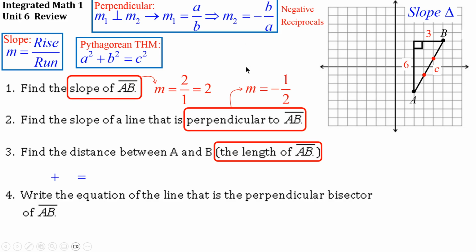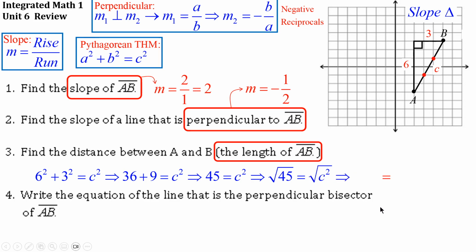Okay, so let's fill it in. I'm going to show every step here. So I'm going to call the a the 6. I'm going to go 6 squared plus b is 3, 3 squared equals c squared. So 6 squared is 36 plus 9 equals c squared. So 36 plus 9 is 45. 45 equals c squared. And now let's just take the square root of both sides. Square root of 45 equals the square root of c squared. And now your final answer is, you don't have to simplify the square root of 45 this year. Next year you will. But this year you can just leave that the square root of 45. And the square root of c squared is just c.